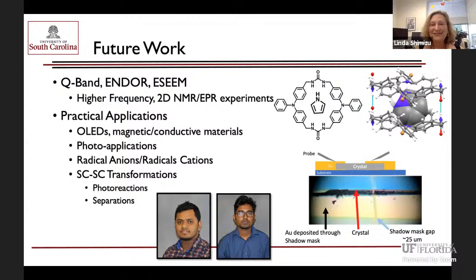And although we don't yet have the single crystal structures, we've been able to load things like pyrrole and thiophene in these materials and look at their polymerizations in the channels.